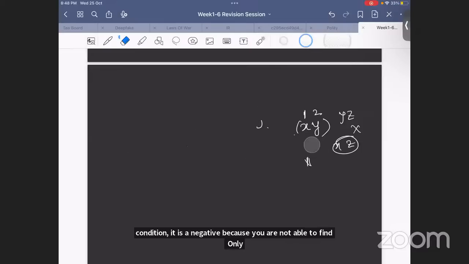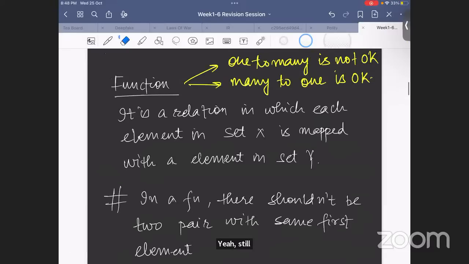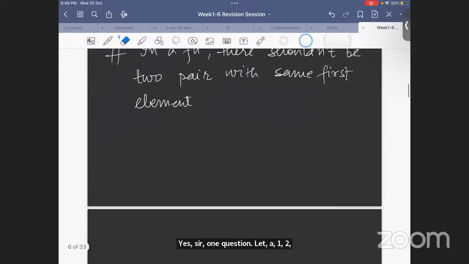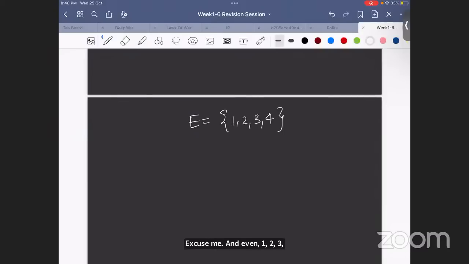Yeah, you were asking something, right? Sir, one question. Let E = {1, 2, 3, 4} and F = {1, 2}. Find the number of onto (surjective) functions from E to F. Did I read about onto till now? No, sir.